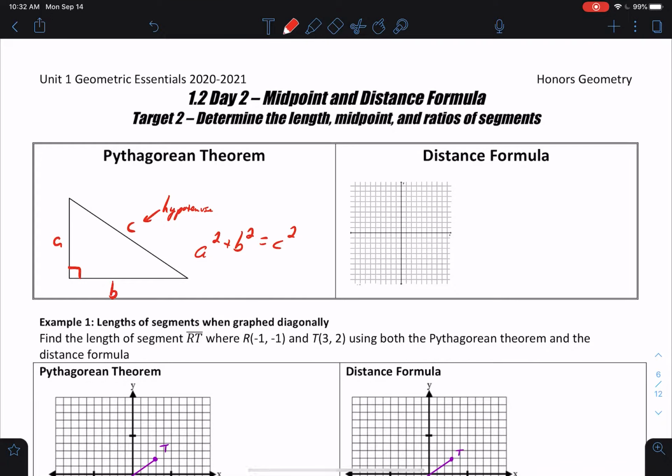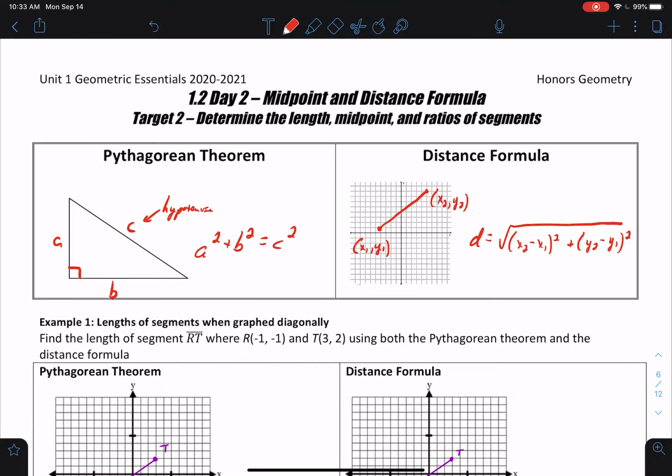We can also use what's called the distance formula. So let's say I had a coordinate here whose coordinates were x sub 1 and y sub 1. Its buddy was up here, x sub 2, y sub 2 were its coordinates. If I wanted to find the distance of this line segment, I can use the distance formula. D equals the square root of x sub 2 minus x sub 1 squared plus y sub 2 minus y sub 1 squared. Okay?